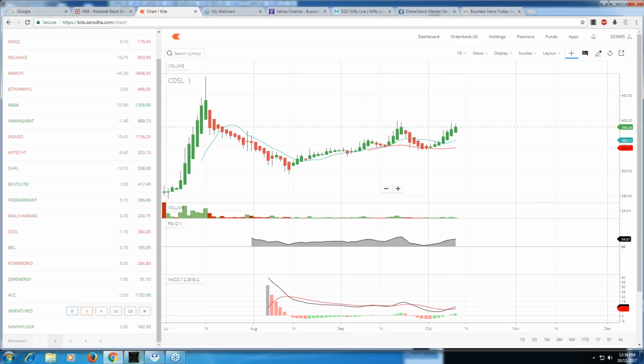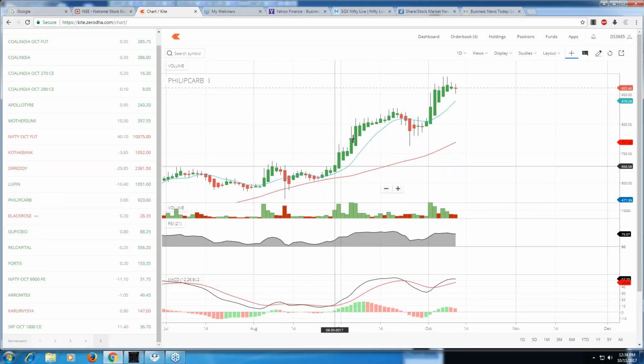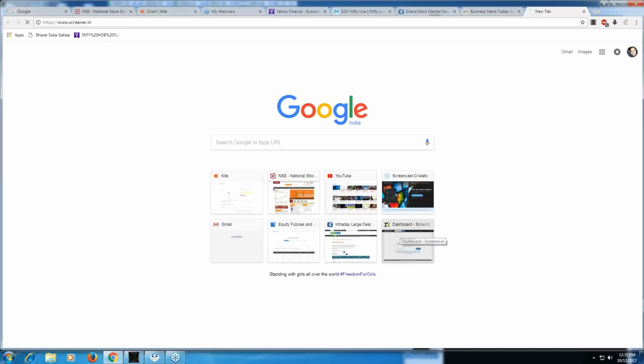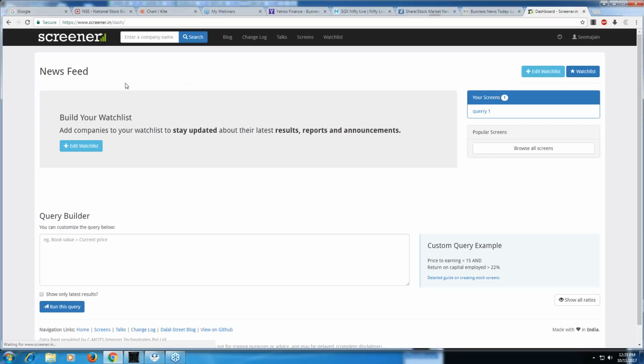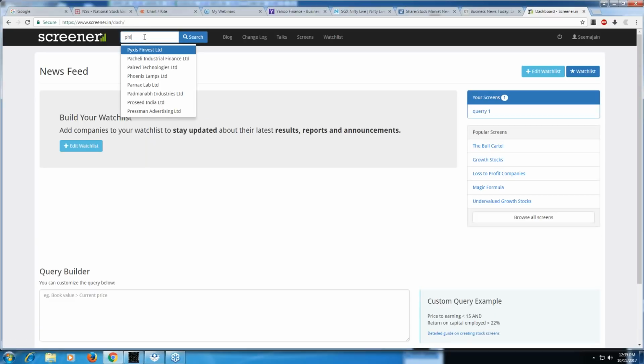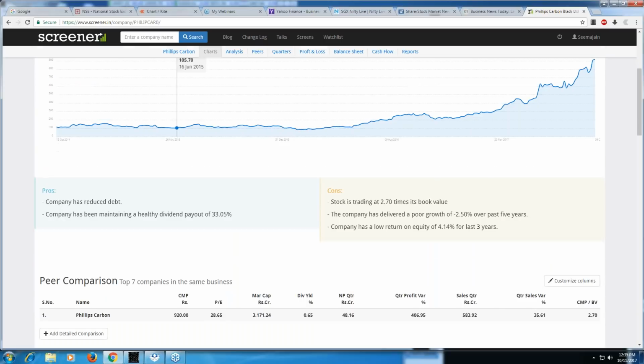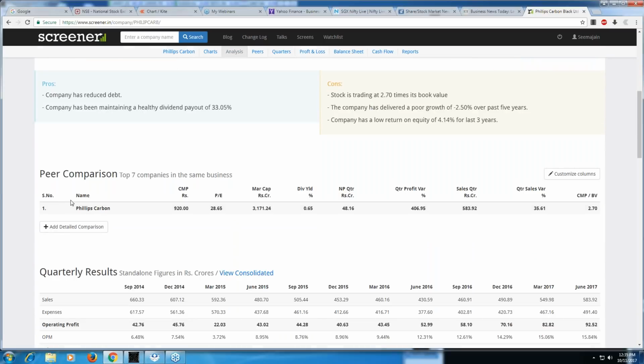Same goes with Phillips Carbon. Phillips Carbon is also another trade which you're going to trade like that. Green candle means buy, red means sell. Heikin Ashi candle, right? Forget about the rest of the parameters. It's a monopoly stock. Let me show you how and why I say that. Just come to screener.in and type Phillips Carbon. See out here, there is no other company in the peer comparison which makes carbon black. That means it's a monopoly company, right?